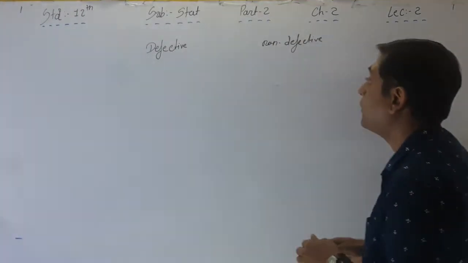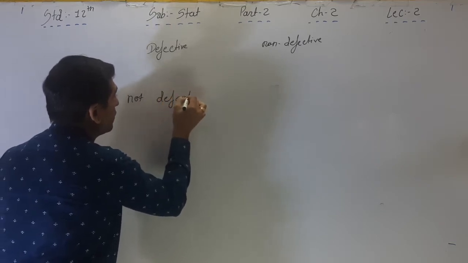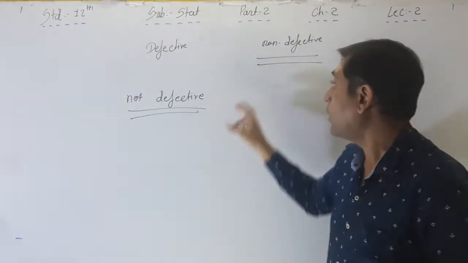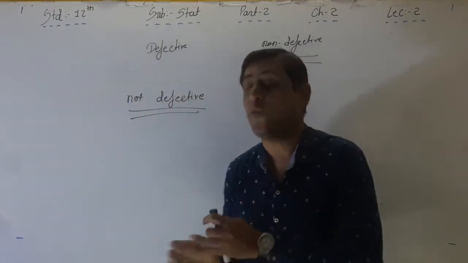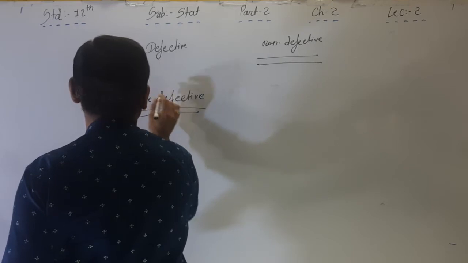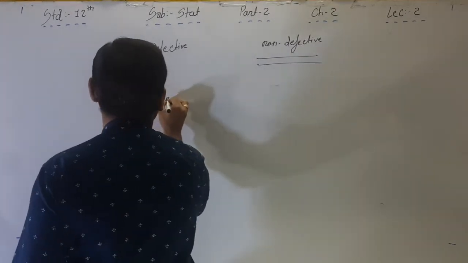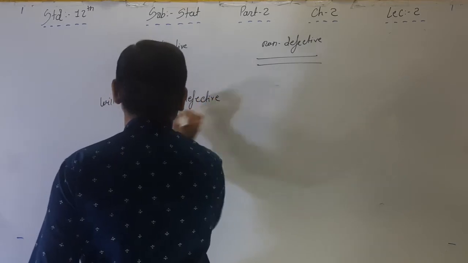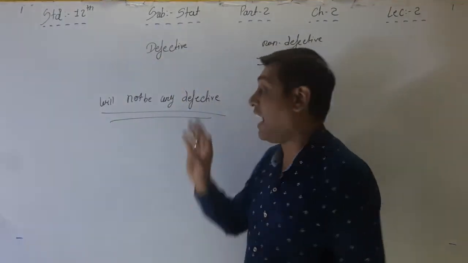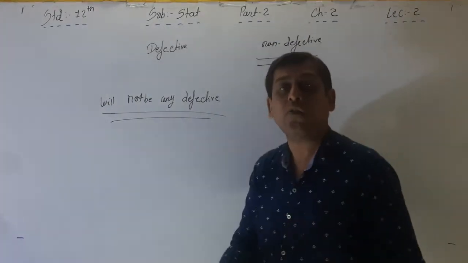The difference between defective and non-defective and the words "will not be any defective" is most important here. We have to just see the difference between these. Why? The controversy is here. If we consider that defective is the probability of success, then we can say non-defective is the probability of failure.